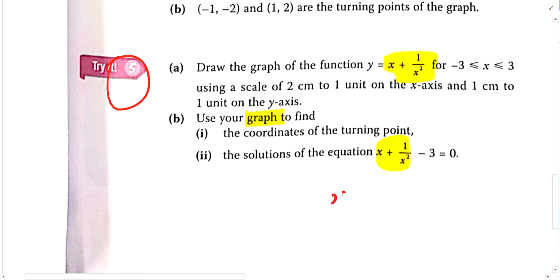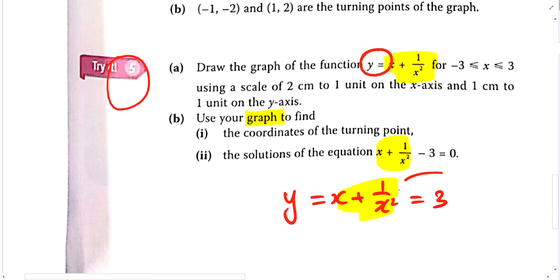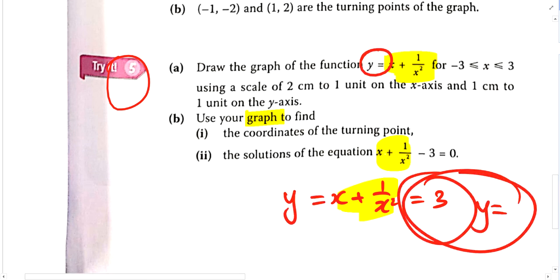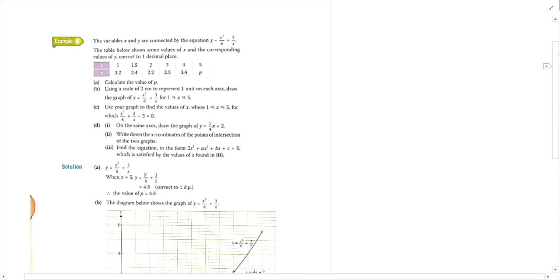How do you get rid of negative 3? Plus 3 on both sides. So x plus 1 over x squared equals 3. So you plus 3 on both sides, and you see that I've already managed to isolate this, and it is the same as my graph. Y equals this, so y is also equal to 3. Draw this graph. The intersection point will be the solution. Get it? More examples.